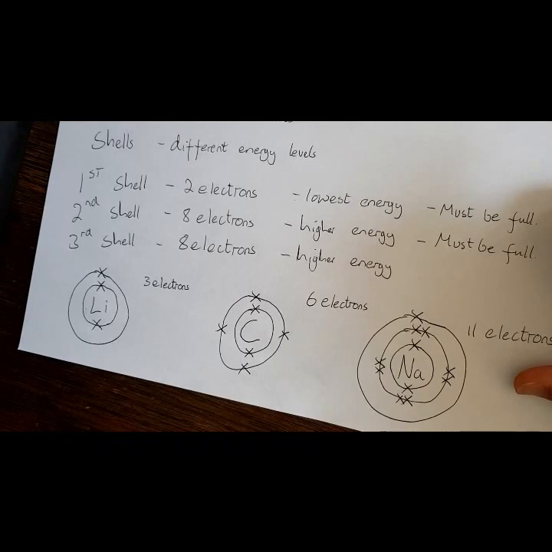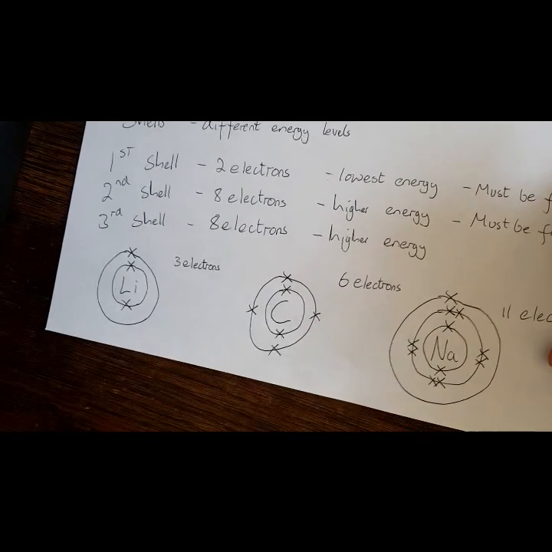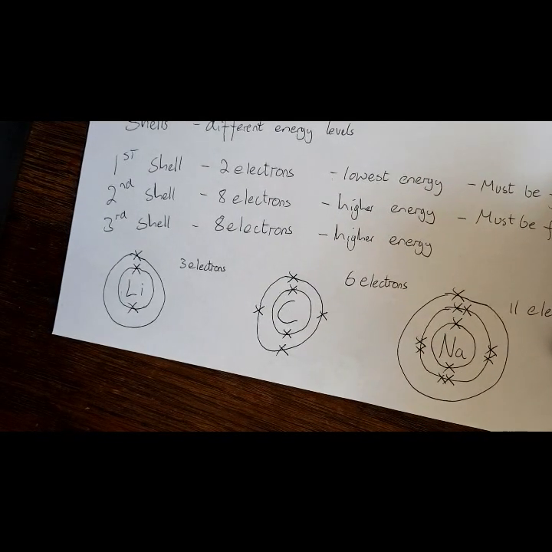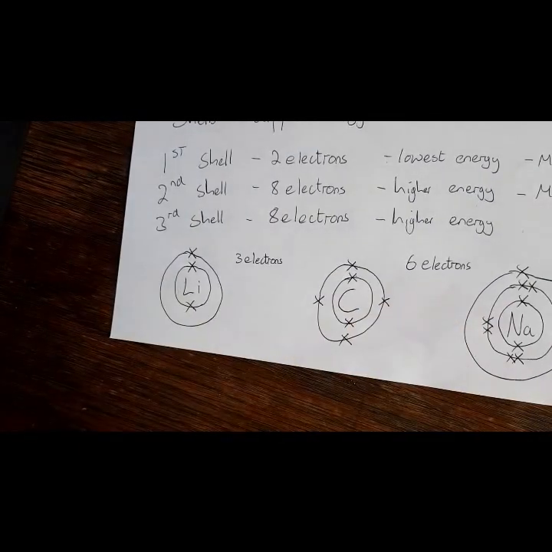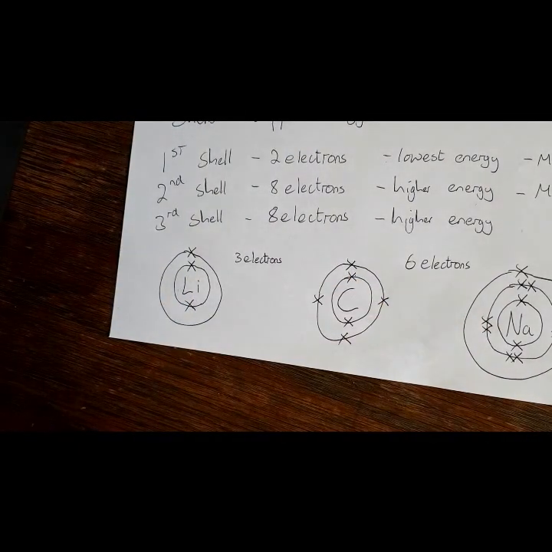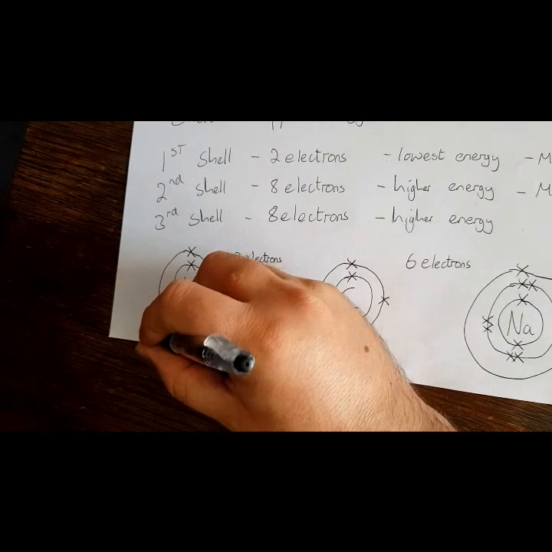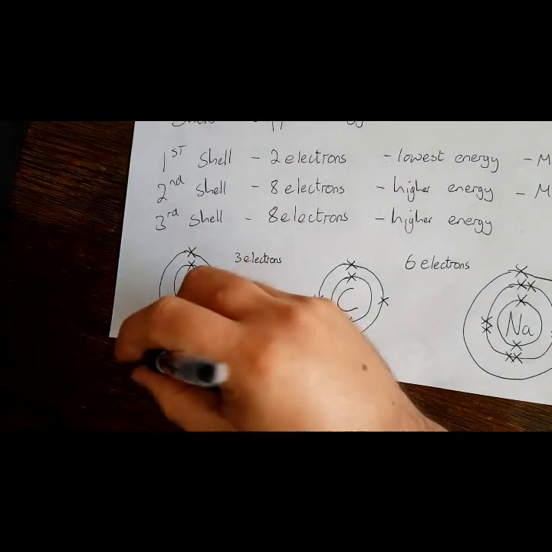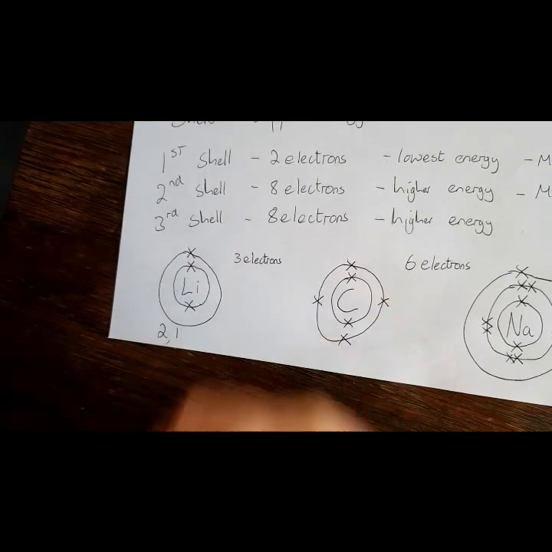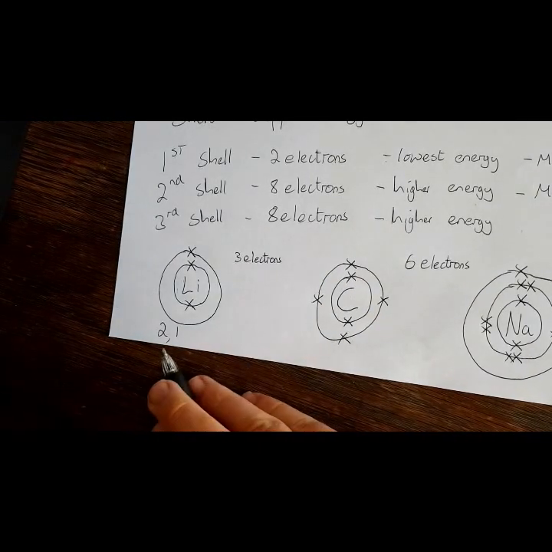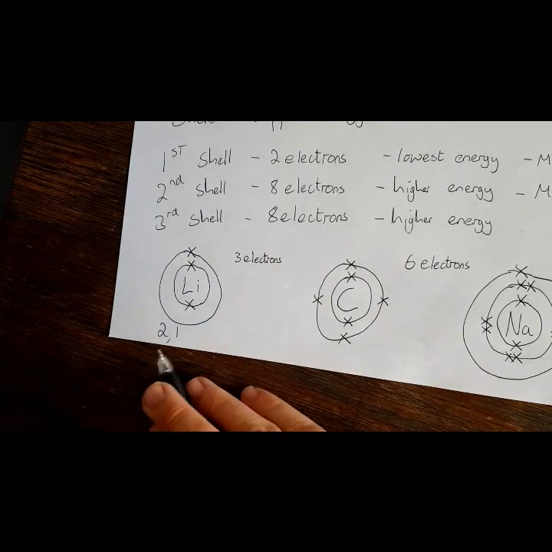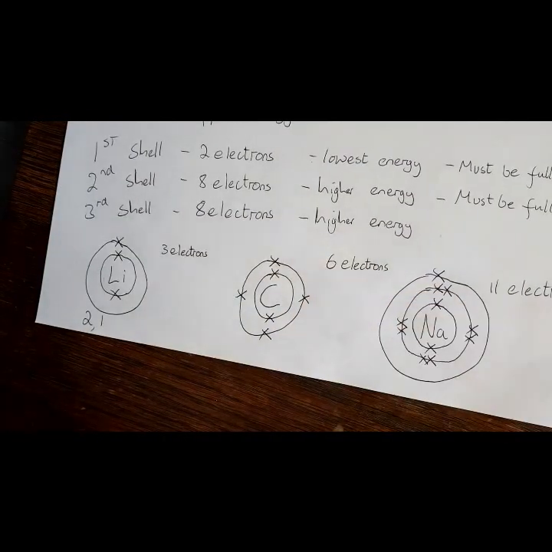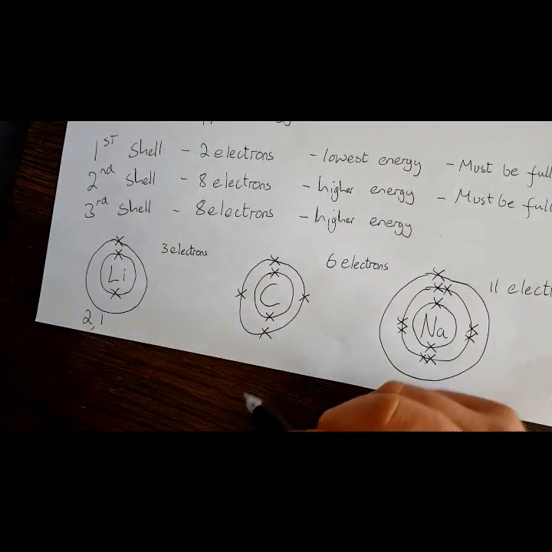We can also write it a special way as well. And we write down the number of electrons in each shell. So for lithium, I've got 2 electrons in my first shell. So I'm going to write the number 2. I've then got 1 in my next shell. So I'm going to write the number 1. This is my electron structure for lithium. 2, 1.